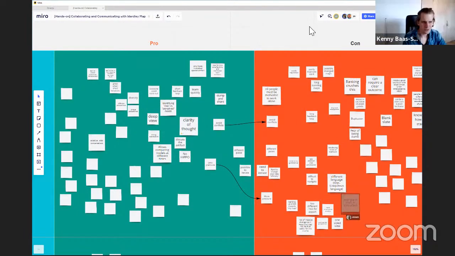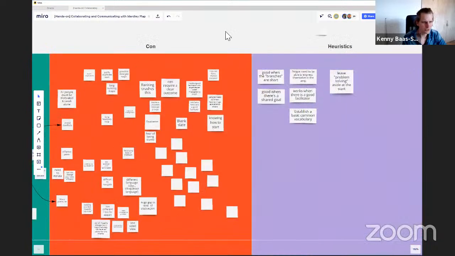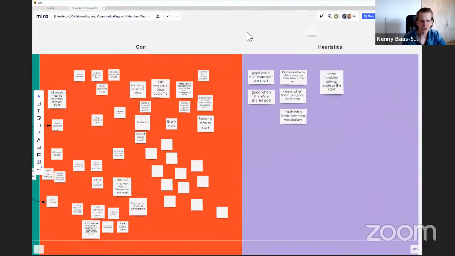Cool. So maybe some other people have an answer. Let's go a bit to the heuristics, right? When should we use this one? So good when the branches are short, good when there's a shared goal. Anything else? When would you use this? Maybe someone sees something in a pro and con list as well that struck them, like, this is a nice insight now. Gives me that pointer when to use it.